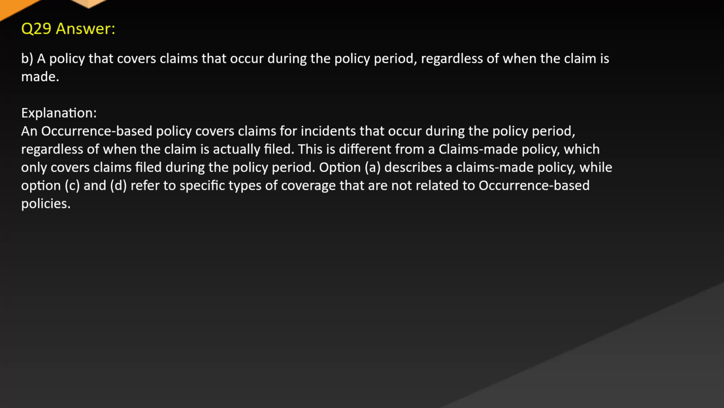Answer: B. A policy that covers claims that occur during the policy period, regardless of when the claim is made. Explanation: an occurrence-based policy covers claims for incidents that occur during the policy period, regardless of when the claim is actually filed. This is different from a claims-made policy, which only covers claims filed during the policy period. Option A describes a claims-made policy, while option C and D refer to specific types of coverage that are not related to occurrence-based policies. Question 30.